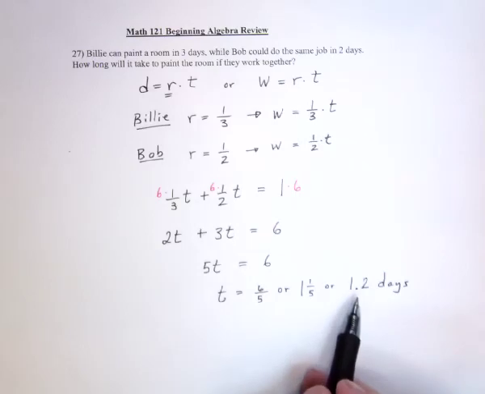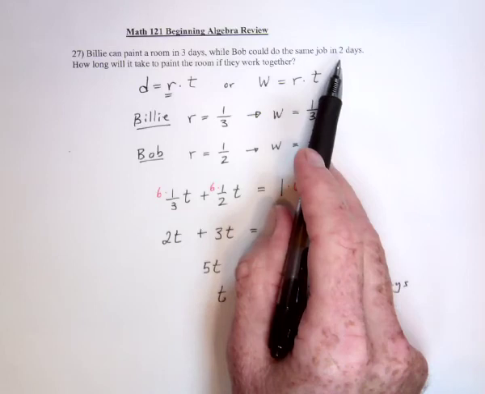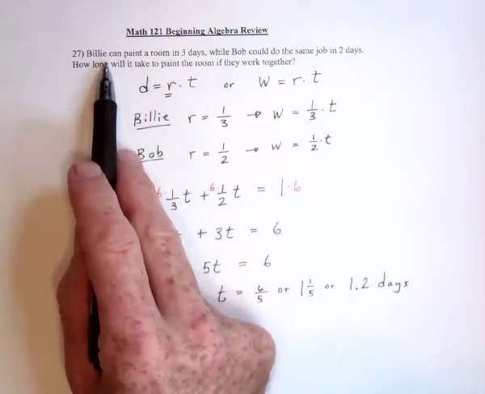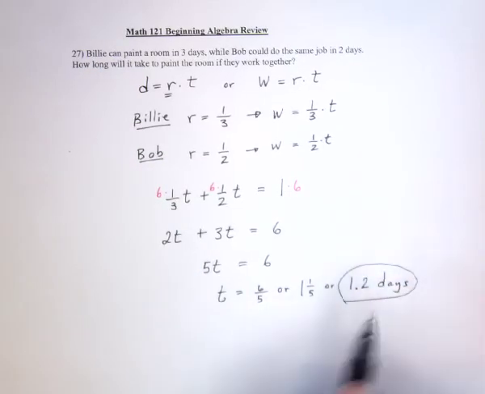And to me, this makes a lot of sense, because if this guy takes 2 full days to do it, and then his partner comes to help him, it's going to take way less than 2 days. It's going to take just a little bit over 1 day. 1.2 days.